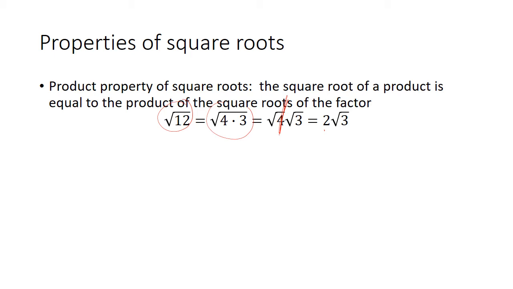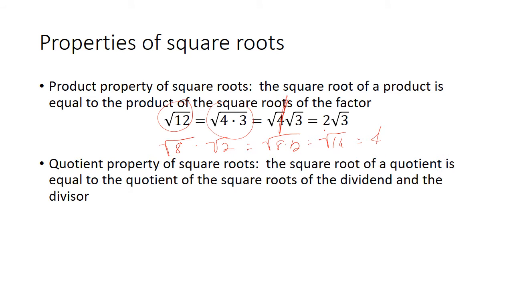So radical 12 is not simplified, so we would need to break it apart. Radical 3 is simplified because 3 can't get any smaller. But it also works the other way as well. Let's say we had in our problem radical 8 times radical 2. You could break them down and then multiply them, but you can also just do the square root of 8 times 2, which is the square root of 16, and that comes out to 4. So it goes both ways.